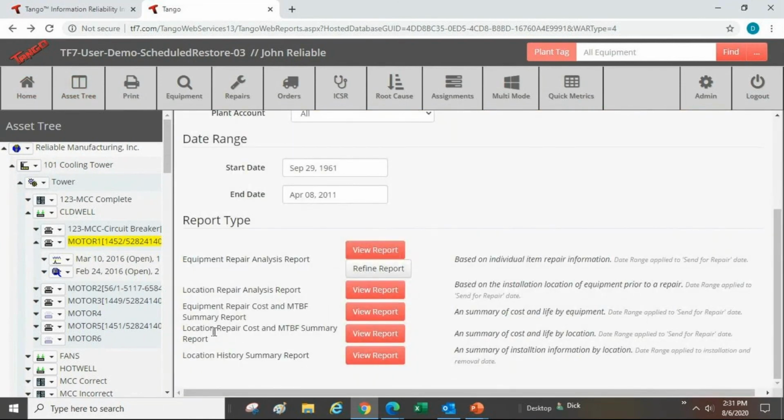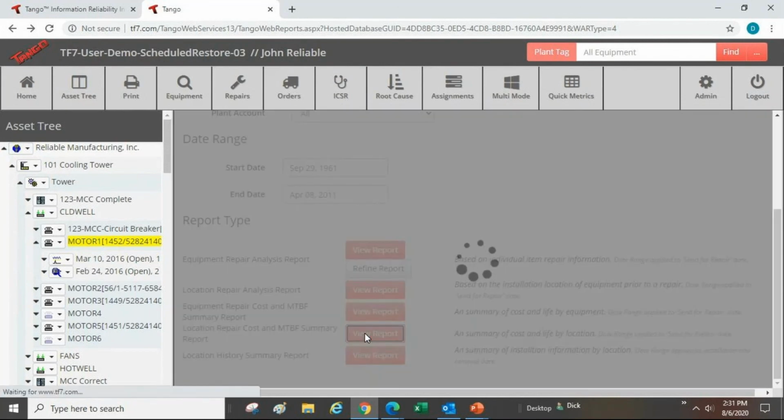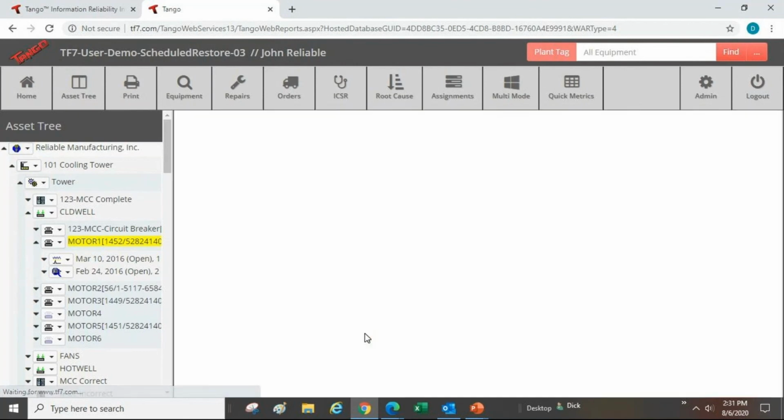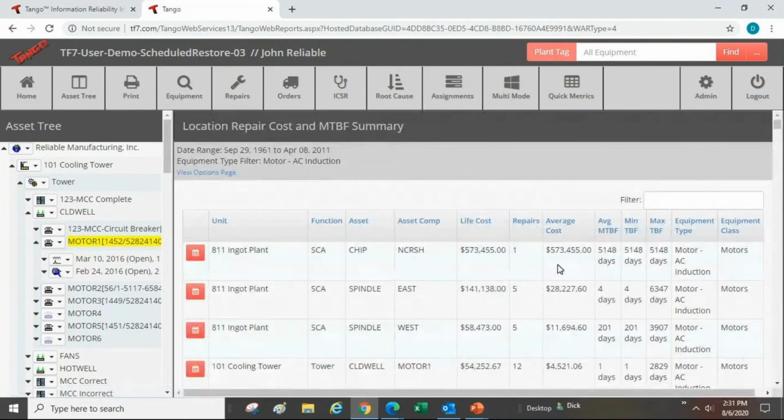As you saw, I think I can also, if I go back to that same report, I can filter and look at location repair costs. The one we just looked at was looking at being able to look at motor types. Now I'm going to look at location cost, and I'll be able to see which locations over time are costing me the greatest amount. So my very top number is a big number, $573,000 on this asset. I'm not sure what the NCRSH stands for. It's an AC induction motor, but that guy is costing me a lot of money.